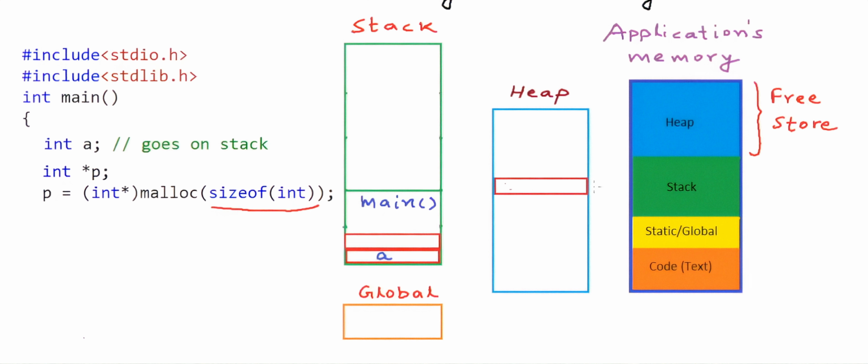Let us say the starting address of this block of 4 bytes is 200. So malloc will return us the address 200. Now we have a pointer to integer p, which is a local variable to main. So this will be allocated in the stack frame of the main method. We have done a typecasting here because malloc returns a void pointer, and p is an integer pointer. Now p stores the address of this block of memory, which is 200.